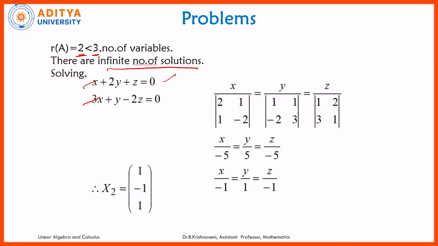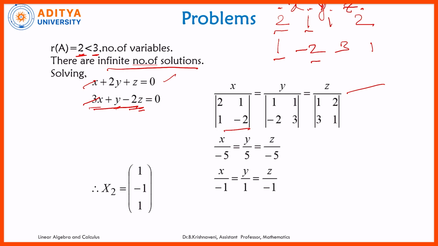First, consider equation 1 and write down the coefficients: first y coefficient, next z coefficient, next x coefficient, next y coefficient. Now, from the second equation, y coefficient 1, z coefficient minus 2, x coefficient 3, thereafter again y. In that way we need to take, thereafter you can put here x, y, z. Then write this equation: x by det of 2 1, 1 minus 2 is equal to y by det of 1 1, minus 2 3 is equal to z by determinant of 1 2, 3 1.